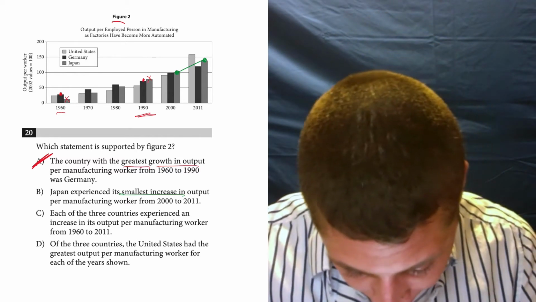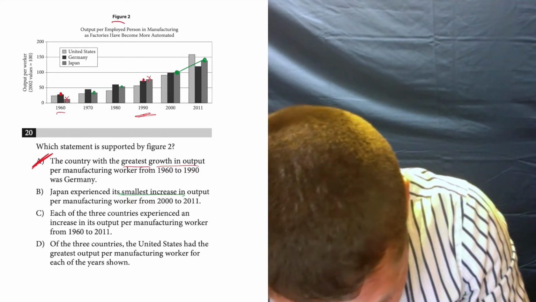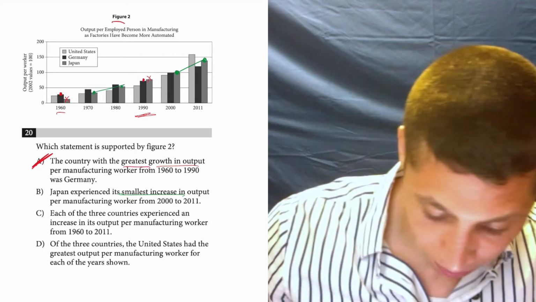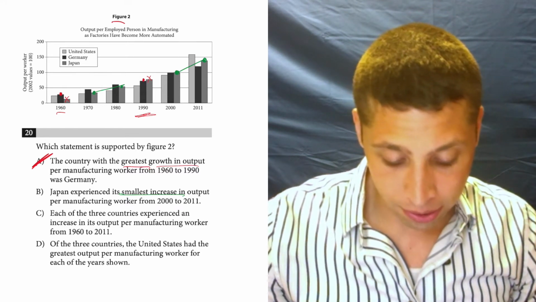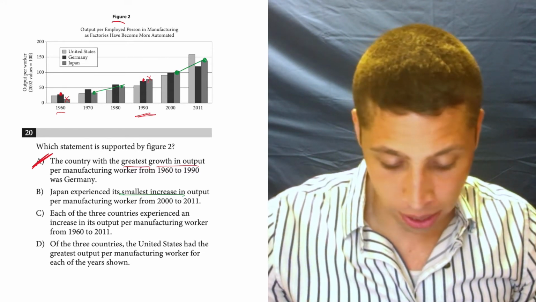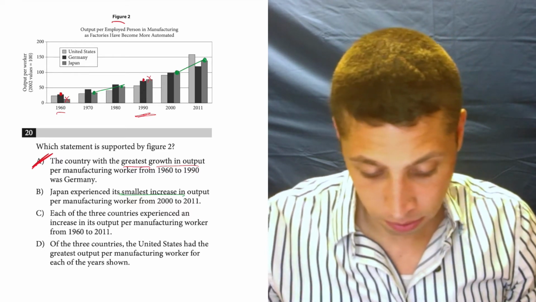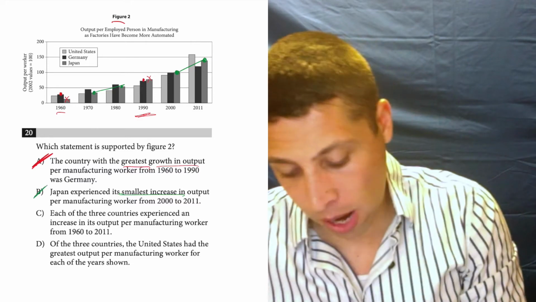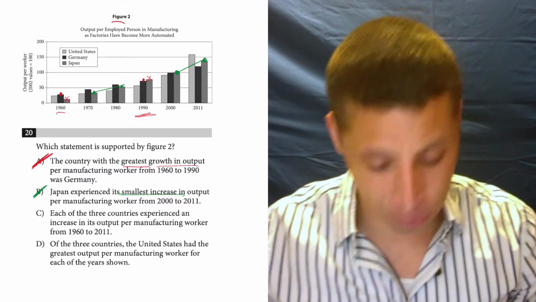But look at, let's say, 1970 to 1980. I don't know, that goes up a lot less. That goes up maybe from like 30 to 50. So that's a lot less. So its smallest increase was from 2000 to 2011? No, that's a big increase. So, no, that's just wrong. Right now, again, we're seeing the heights of rectangles. That's the whole point of the question.